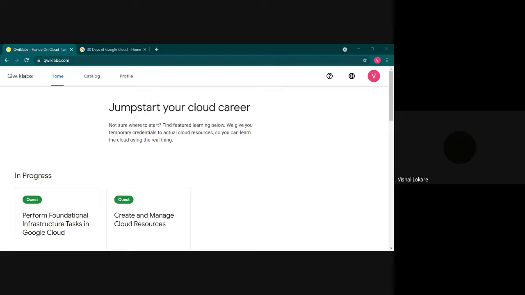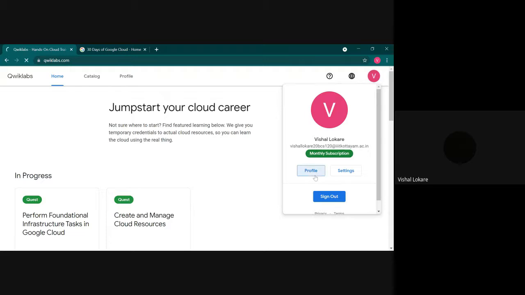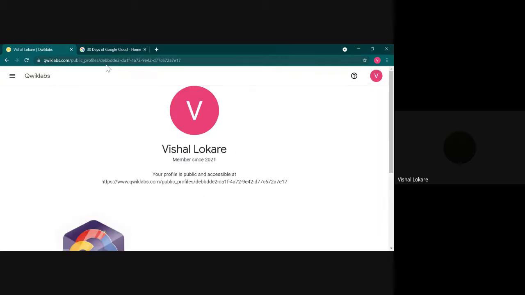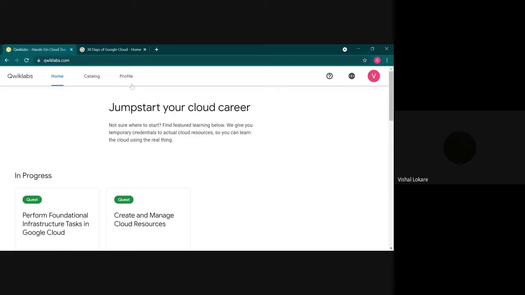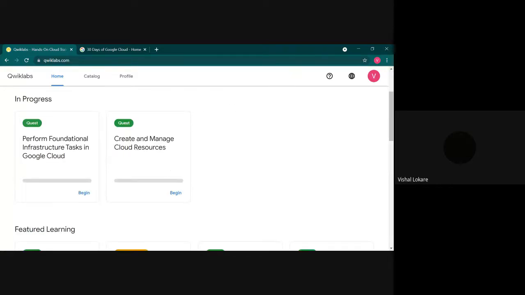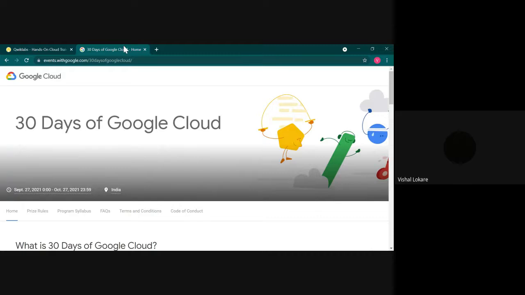Okay, so Nishant asks, can you tell how to access labs? This is the Quick Labs profile that you would have made while registering in the form. You just have to head over to quicklabs.com and keep this tab open. If you have already enrolled in the quests, you will see them here. If not, you have to go to the events website. I will share all the links that we've talked about in the message on the WhatsApp group.